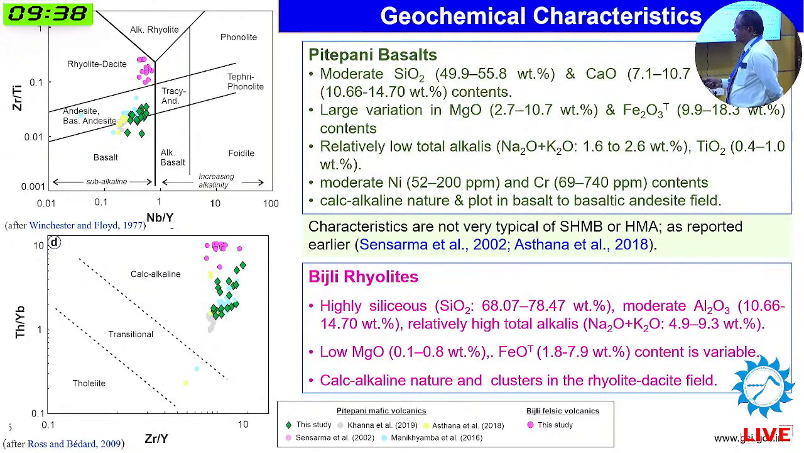Now coming to the geochemical characterization of these basalts as well as rhyolites, the only point I would like to emphasize is that in the basalts, magnesium varies in a wider range, with low total alkalis and a moderate range of nickel and chromium. Similarly, the rhyolites plot sensu stricto in the rhyolite field as well as the basaltic or andesitic basalt field, but they are mostly highly siliceous, moderate in Al2O3, very low in magnesium, and their iron content varies.